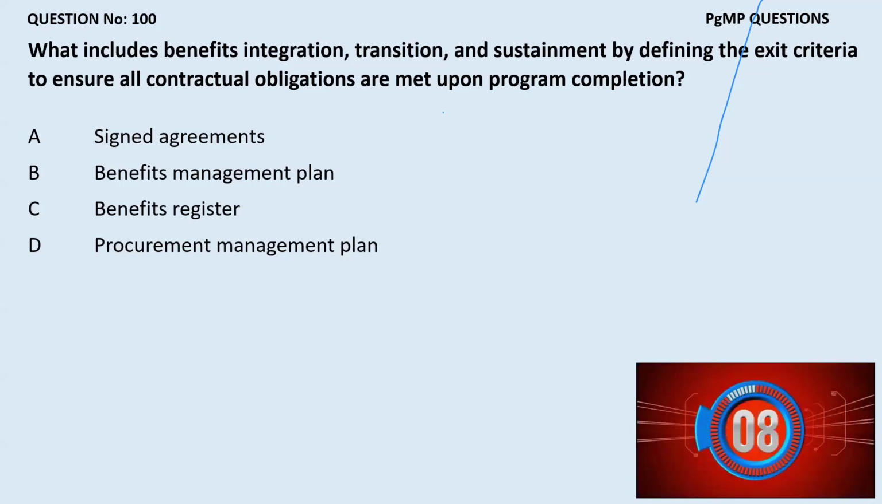By defining the exit criteria to ensure all contractual obligations are met upon program completion. So all agree C is gone, right? The benefit register has nothing to do with the exit criteria or any other things. So Mohit, why D?